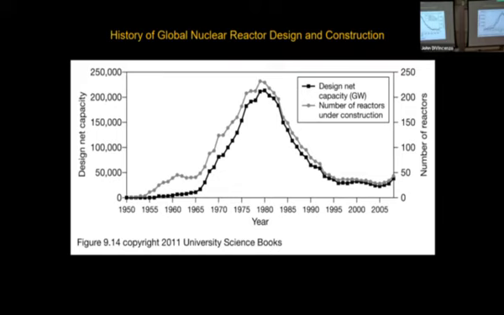This is the history of global nuclear reactor design and construction. And you can see we had our peak. The gray is the number of reactors under construction. And there was the one in Tennessee that was under construction for like 20 years. Was that Watts Bar or was it another one? It was under construction for 20-something years and eventually came online. I don't remember which one it is. The only one I know the name of is the Watts Bar one.